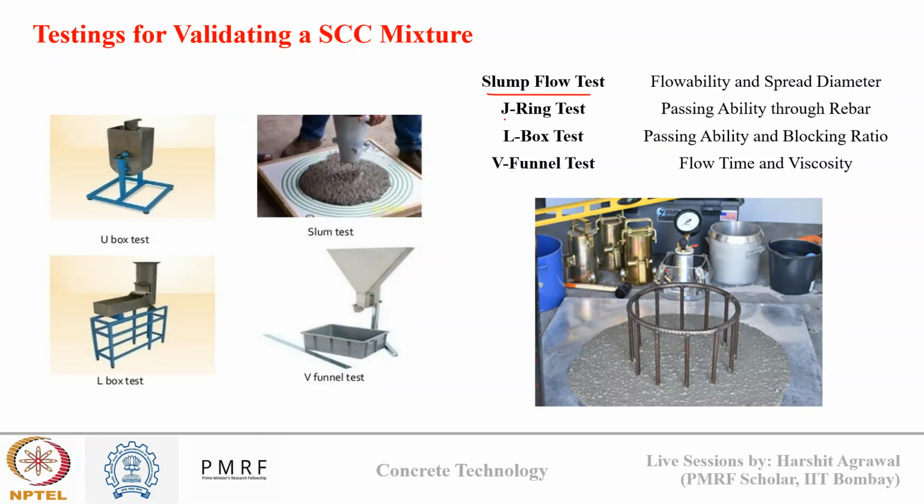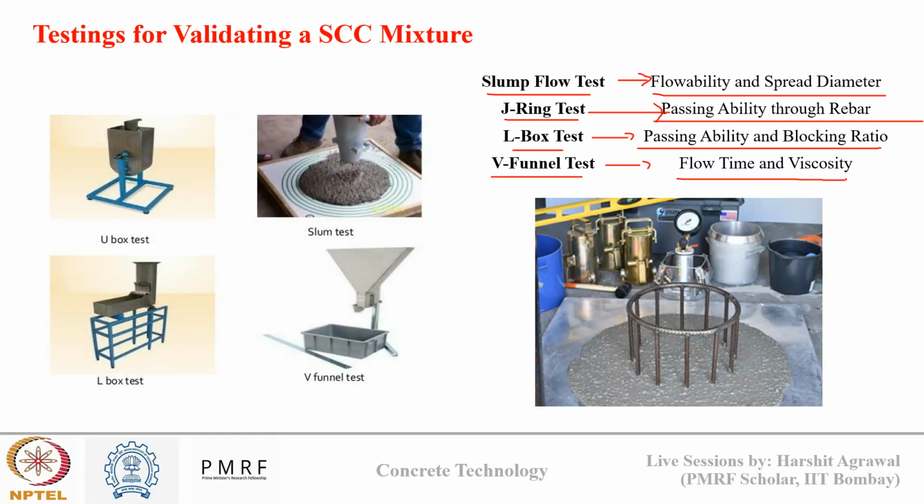There is slump flow test, J-ring test, L-box test, and V-funnel test. So the slump flow test tells us the flowability or spread diameter. The J-ring test tells us the passing ability through rebar. The L-box test again tells us the passing ability or blocking ratio. And the V-funnel test tells us about the viscosity of the material.